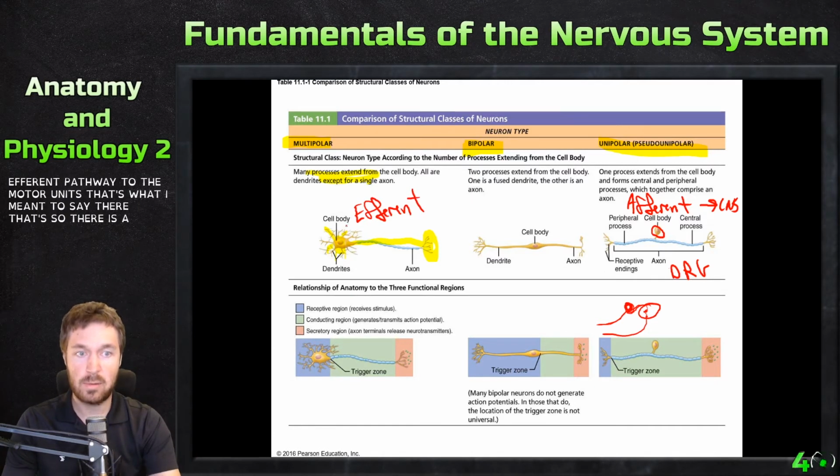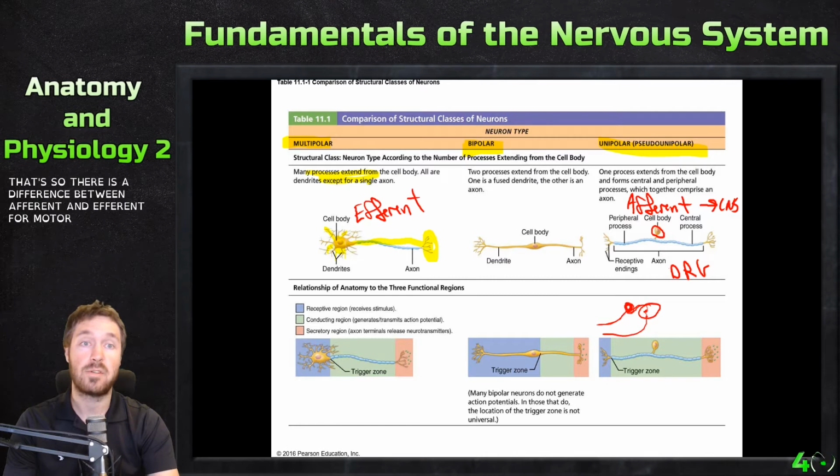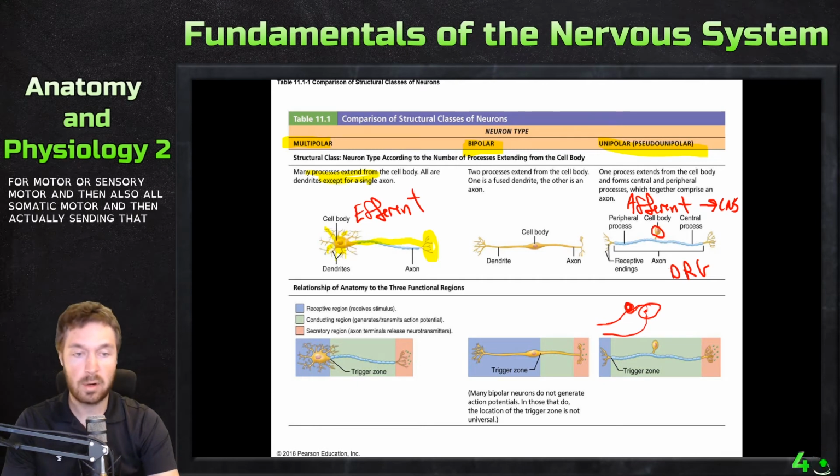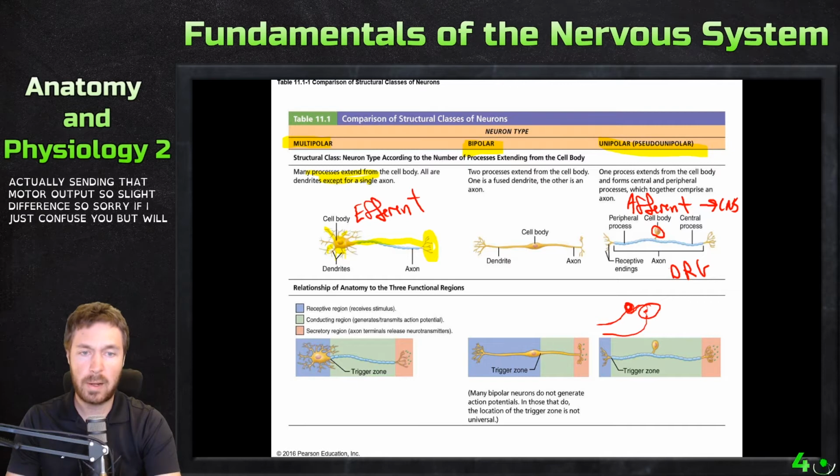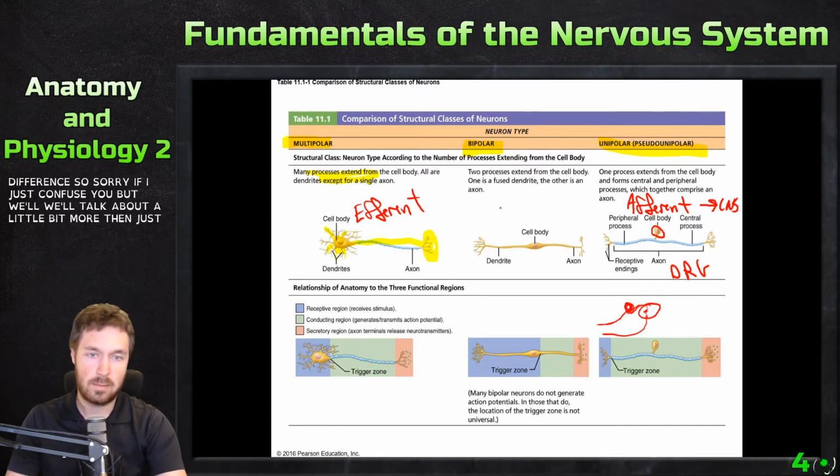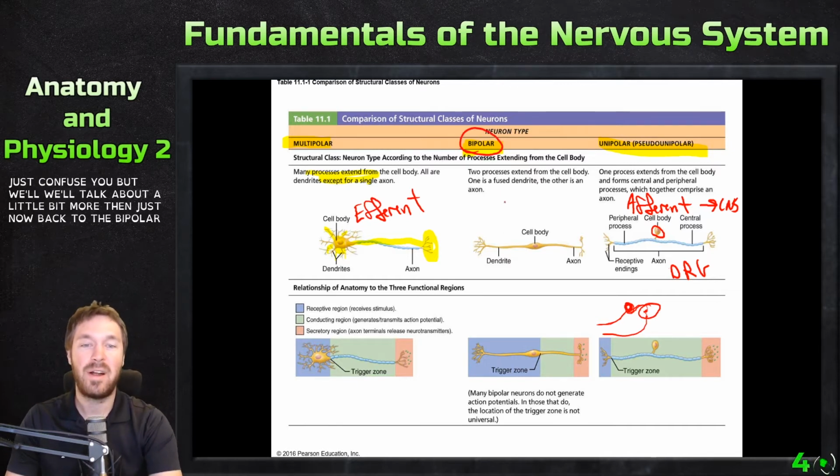So that's what I meant to say there. There is a difference between afferent and efferent for motor. There's sensory motor, and then also somatic motor, actually sending that motor output. So slight difference there. Sorry if I just confused you, but we'll talk about it a little bit more. Now, back to the bipolar.